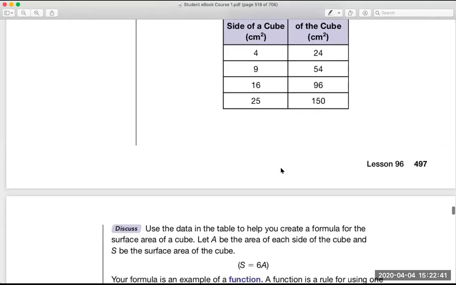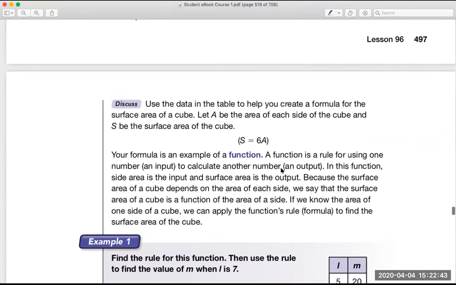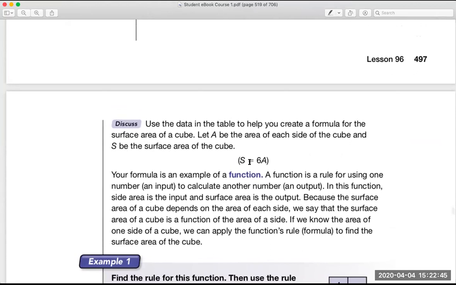So when you look at that, you can see that using that information, you've got the data in the table helping you create a formula for the surface area of a cube. So let A be the area of each side of the cube, and S be the surface area of the cube. So you have S being the surface area of the cube that has 6 sides, A being the area of just one side. Your formula is an example of a function.